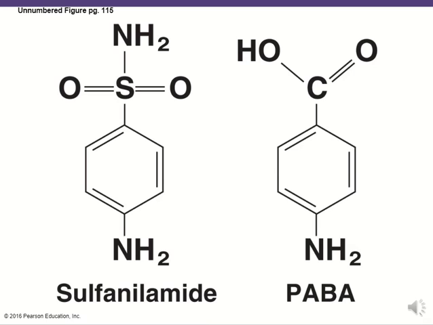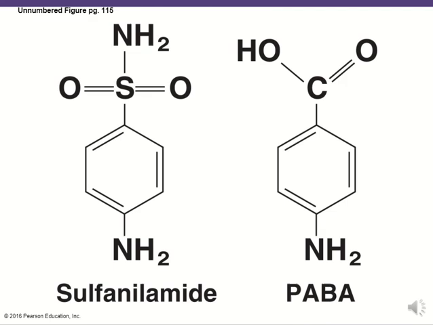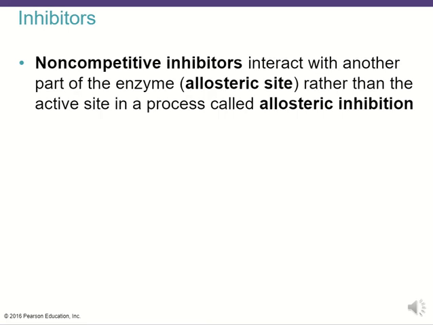Now, two example molecules are sulfanilamide and PABA, which can be inhibitors. Usually inhibitors have a component on them that's pretty similar to a certain part of the actual substrate, which is why they're able to bind a part of the enzyme.